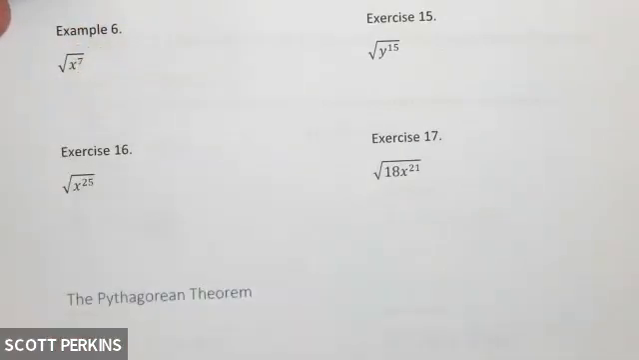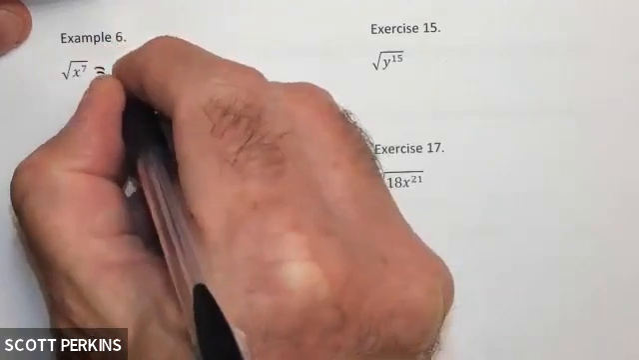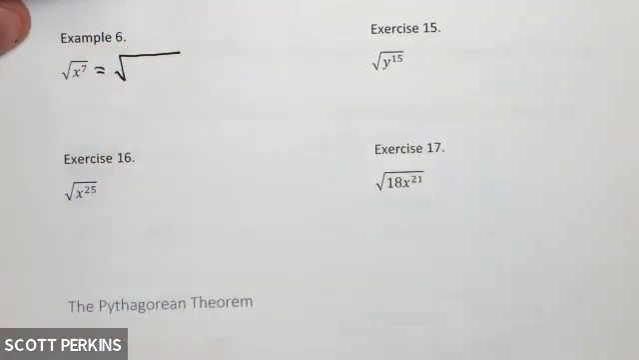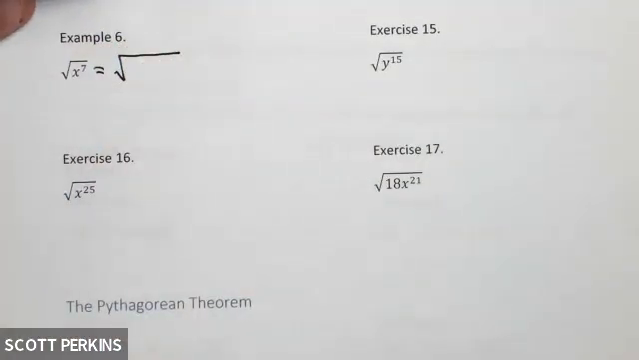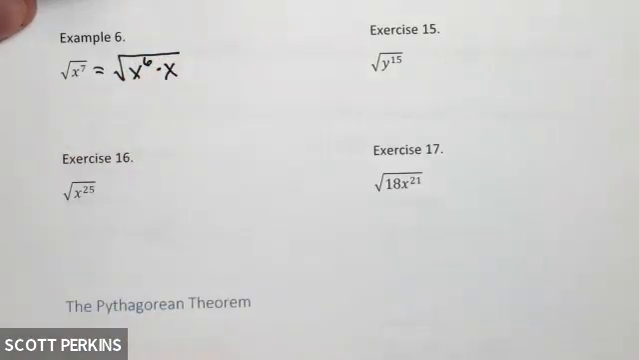And anytime you see an odd exponent that you're taking the square root of, what we're going to do is rewrite this. I'm just going to pull one of those x's out so that I create something with an even power. So I'm going to call this x to the 6th times x to the 1st.